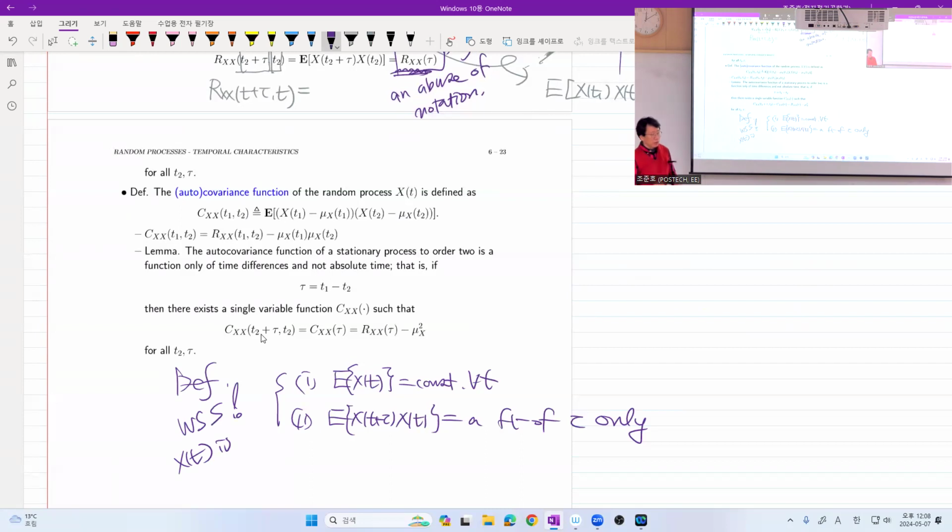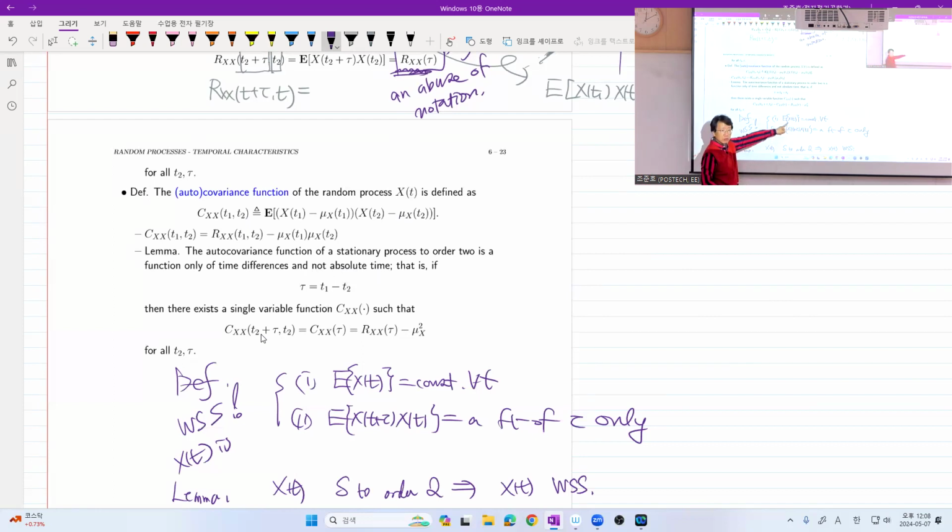What does that mean by wide? In Korean, 광의의, 넓은 의미의. So in a wide sense, it's stationary. But in the strict sense, it's not stationary to order 2. So here goes a simple lemma. If x of t is stationary to order 2, then it's wide-sense stationary. Vice versa? No. Wide-sense stationarity only talks about the expected value of these two things. The converse is not necessarily true.